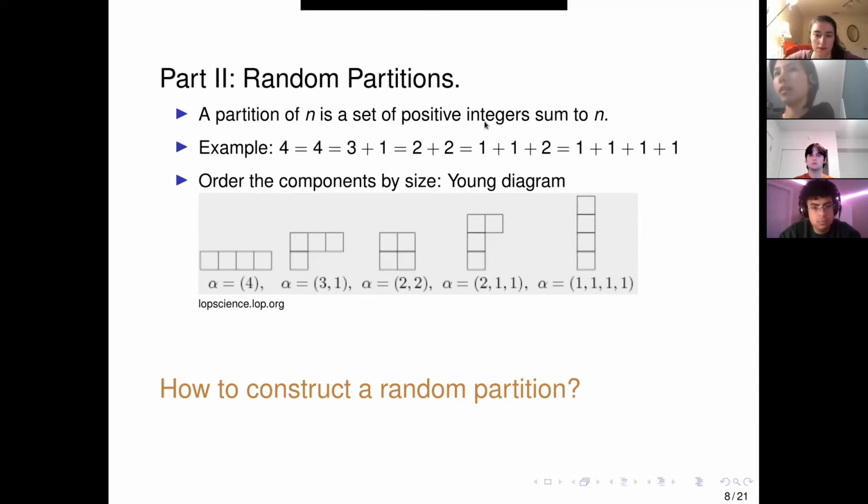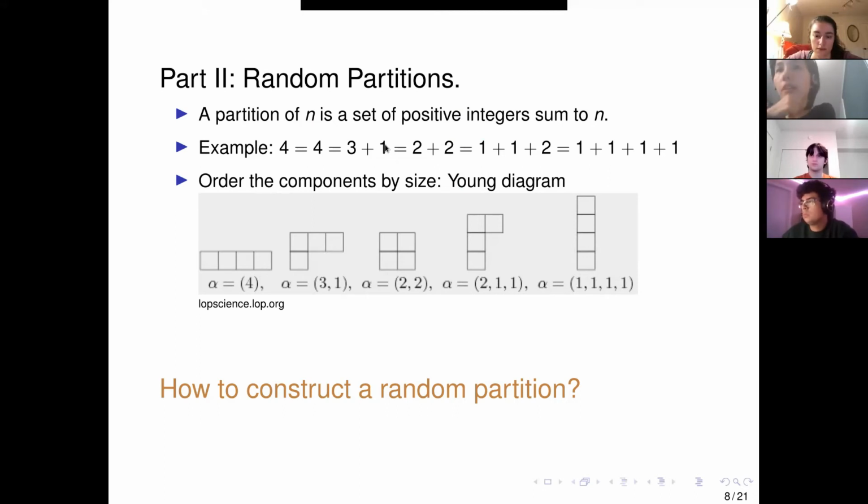Or now you can partition into 3 parts: one part of size 1, another of size 1, another of size 2. So that's 1 plus 1 plus 2. Or you can do 1 plus 1 plus 1 plus 1. So the partition is not ordered. For example, I regard 3 plus 1 as the same as 1 plus 3.